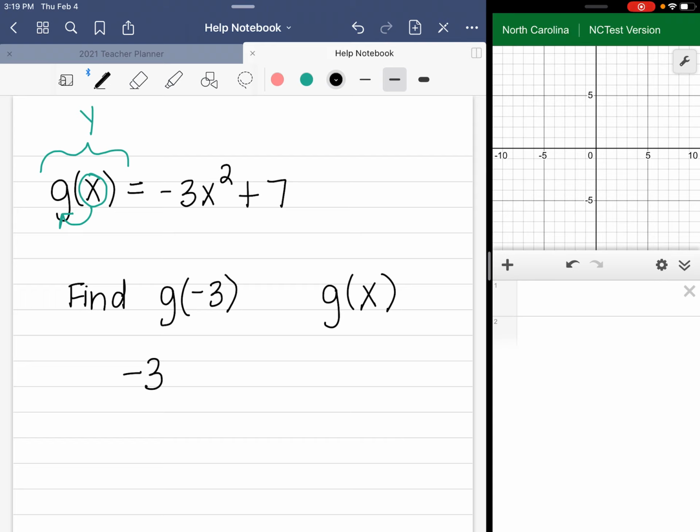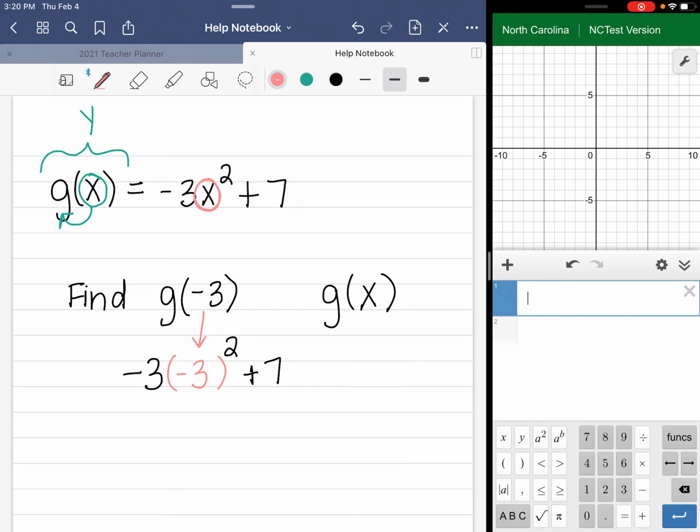So I'm going to use my function. So remember, my function is -3x² + 7. So where x is, I'm going to take x out, and I'm going to just put a parentheses there. It is a reminder that I'm inputting something in for x. Squared plus 7. And I'm going to input that value of -3. That input is what is replacing the x value.